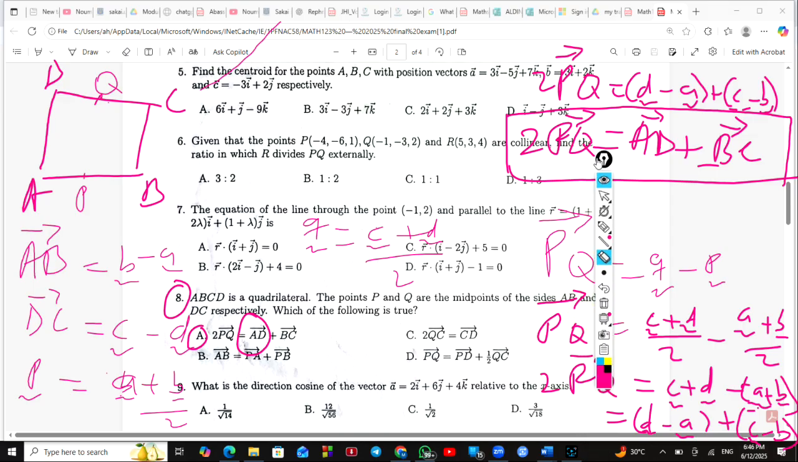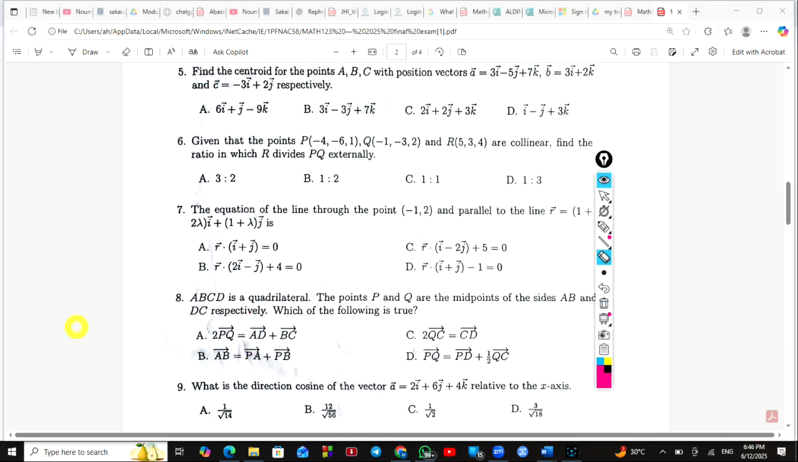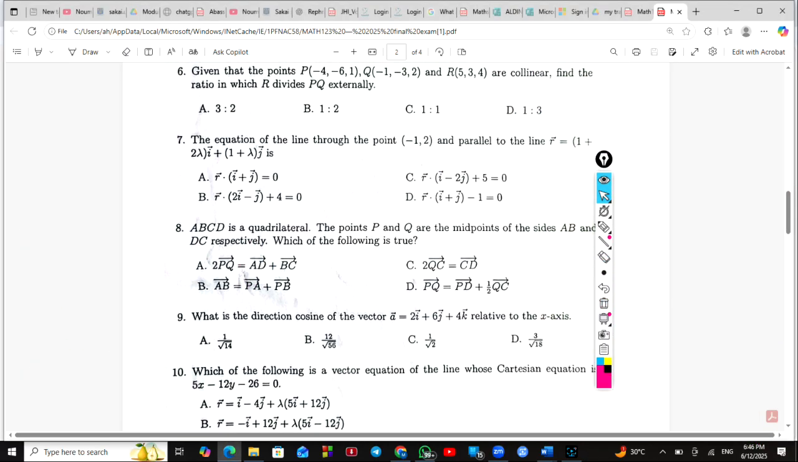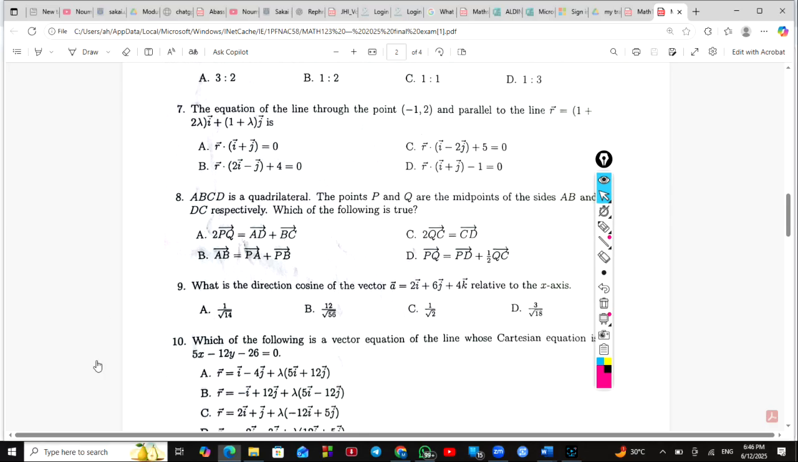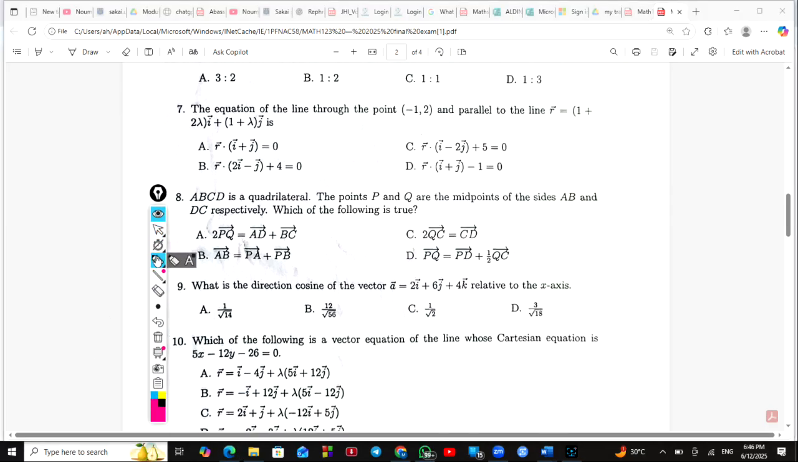Let's work on question 9. Question 9 demands: what is the direction cosine of A? The direction cosine is just cos alpha. So if it is along the x-axis, then it's i.